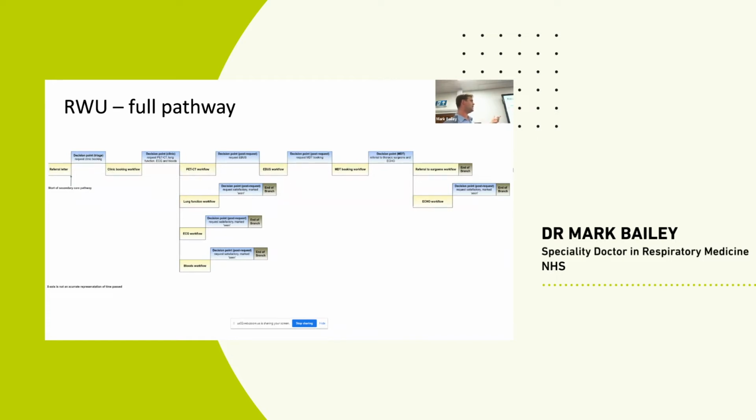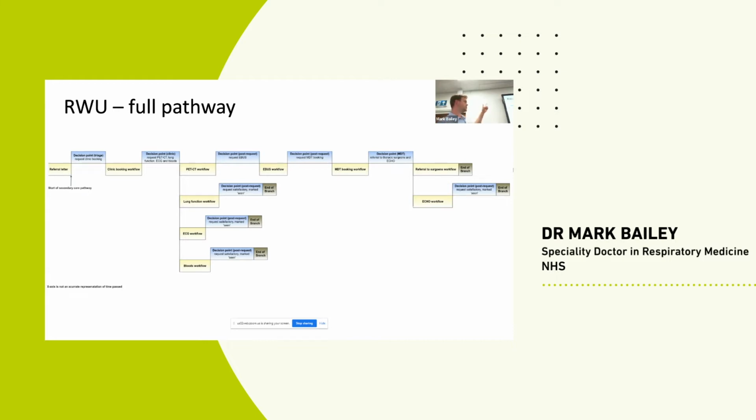A PET CT, which is a special CT scan using radioisotopes to look up for cancers that are active. They absorb these radioisotopes, which are basically sugar with radioactive components on. Lung function workflow, there's the ECG, so electrocardiogram, looking at the heart conductivity workflow, and the bloods workflow. Those all happen at the same time.